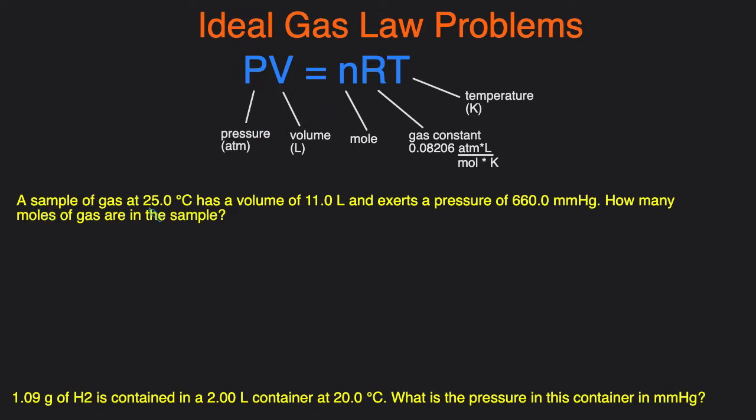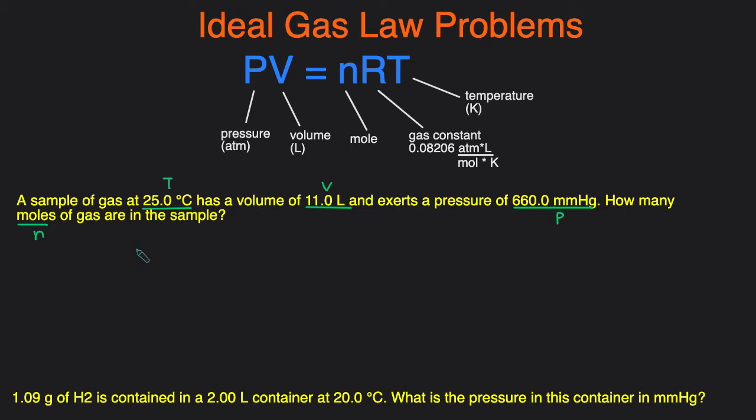A sample of gas at 25 degrees Celsius, so instantly we recognize this is temperature, has a volume of 11 liters, so that gives you the volume, and exerts a pressure of 660 millimeters of mercury. And then we have the pressure. How many moles of gas are present in the example? Reading the problem, we see that we're dealing with n, T, V, and P, which means that this is an ideal gas law problem.